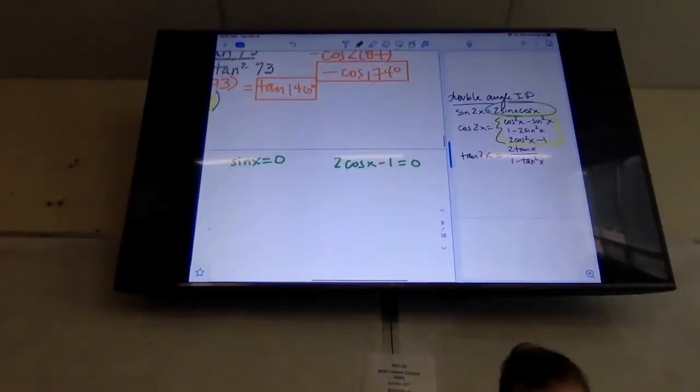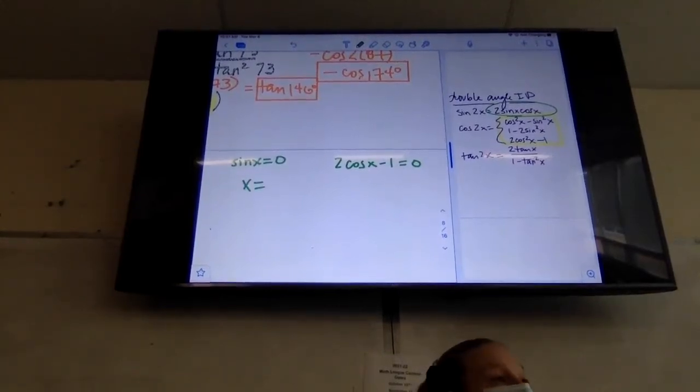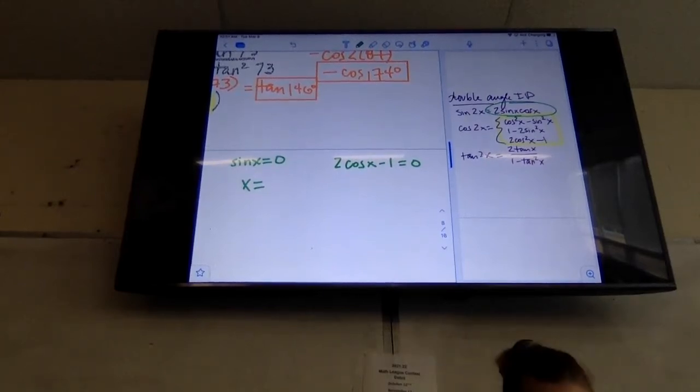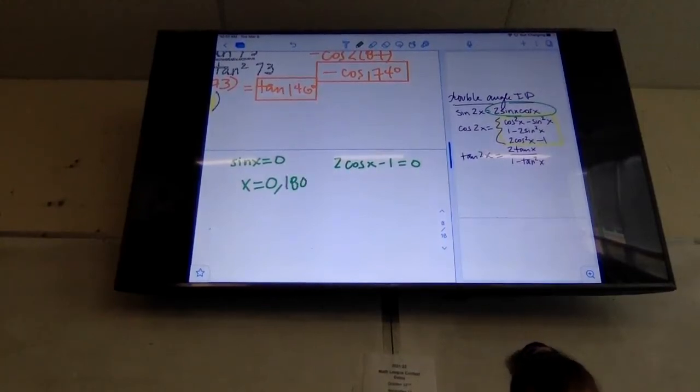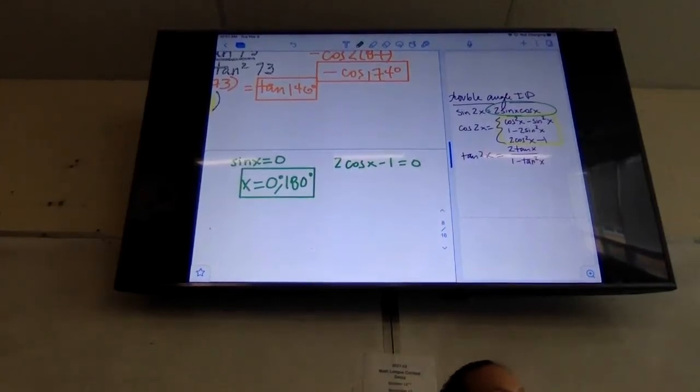And with both of those, we ask ourselves what angles give us sine of 0. What angle gives me sine of 0? 0. Yep. And 180. I ask myself what angles have a y of 0, and 0 and 180 have y's of 0. Now, the cosine one, we've got to simplify.